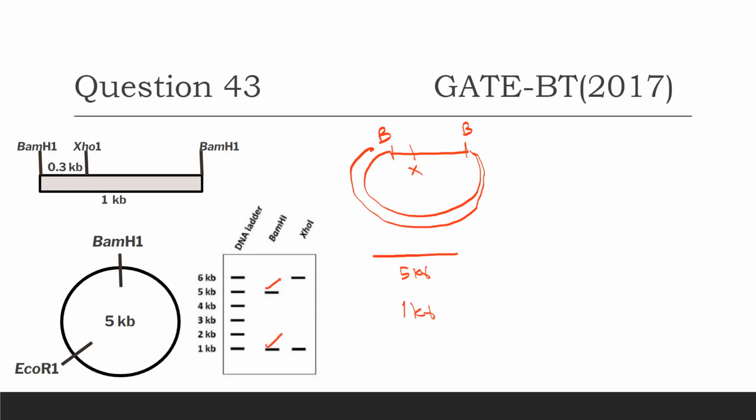But when you cut it with EcoRI, you get only one cut here. And this 6 kb recombinant DNA will get linearized and you will get a 6 kb fragment, which you can see here. But it also has a 1 kb fragment, which will not be formed in this case.